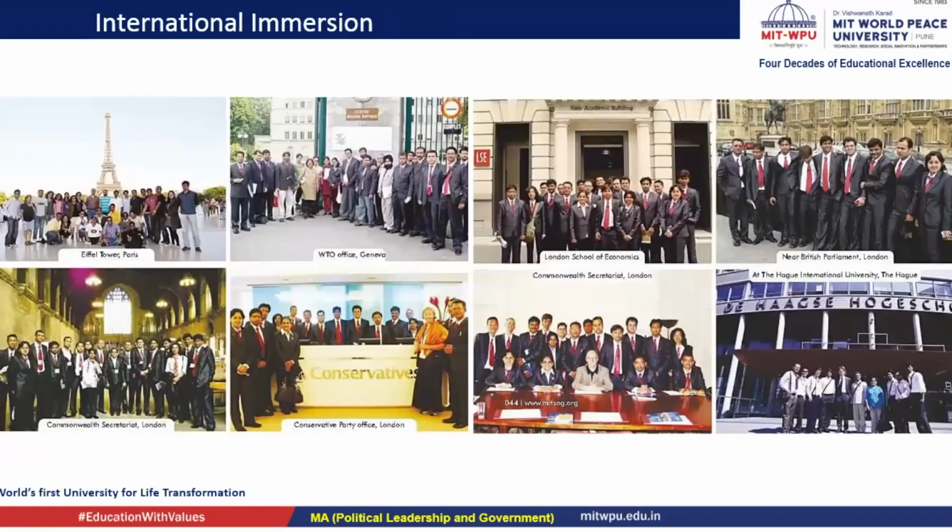This is an optional international tour where we have been visiting Europe earlier. We visit international offices of political parties. We interact with NGOs. We interact with international organizations like the WTO. You can see here the Commonwealth Secretariat, the London School of Economics, and The Hague School of Law in the Netherlands. So this is a part of the entire learning.